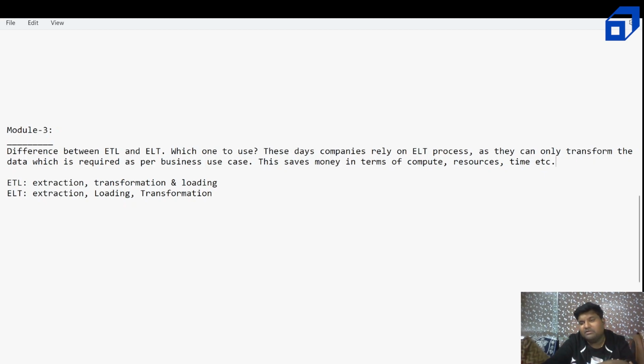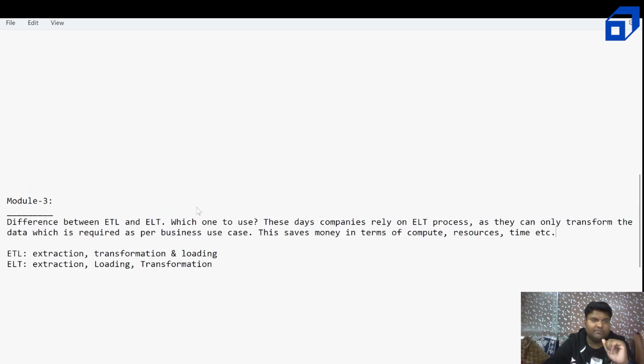Both are one and the same, but it depends upon how we go forward, how we take the process of loading the data in the target, right? So in ETL we transform all the data, but in ELT we load all the data, transform only a certain part of the data, and then load it in the target environment, right?